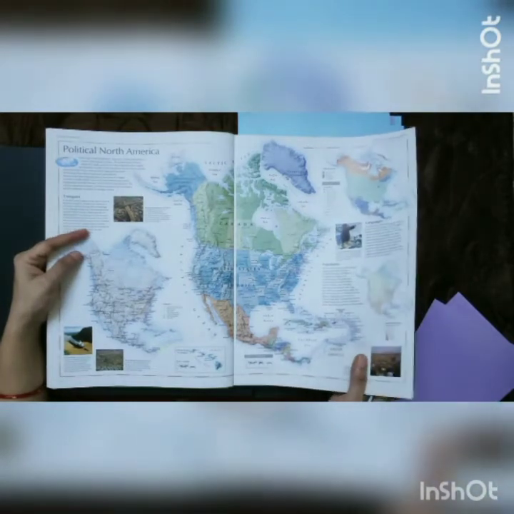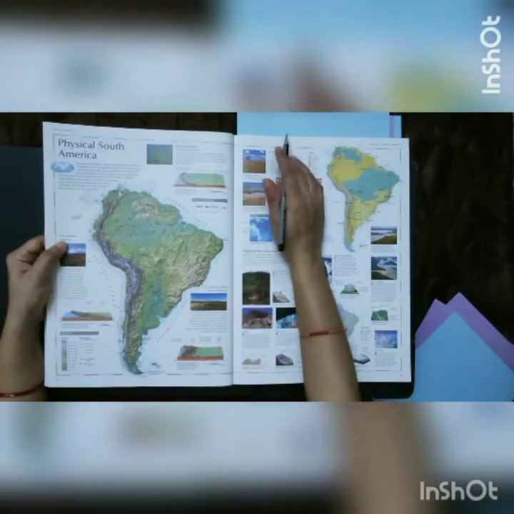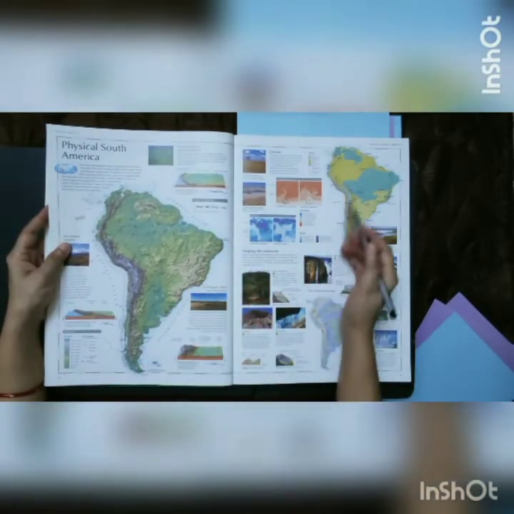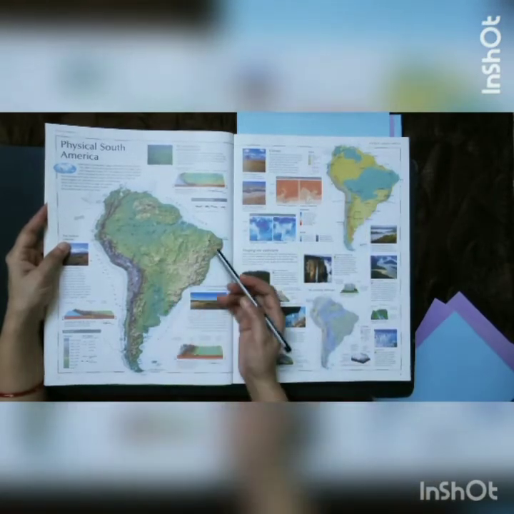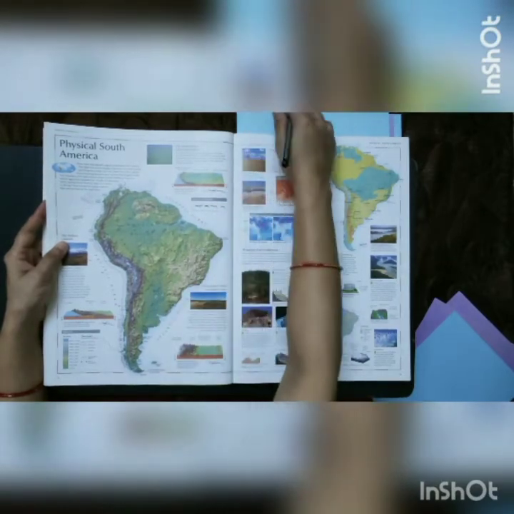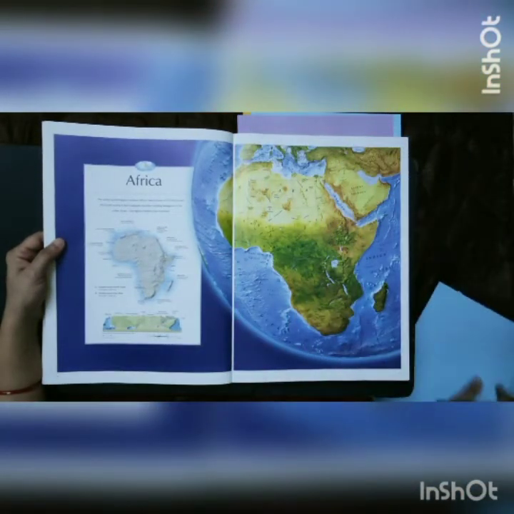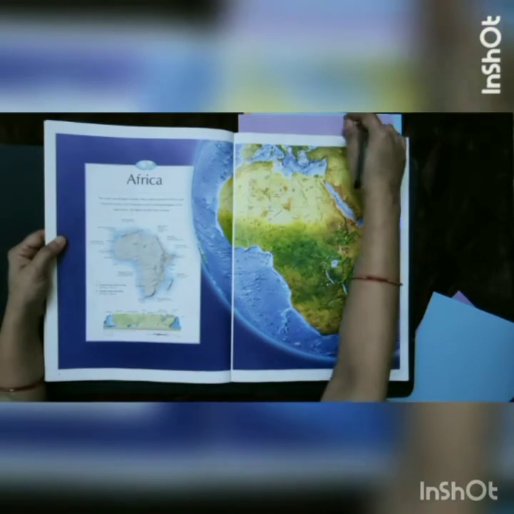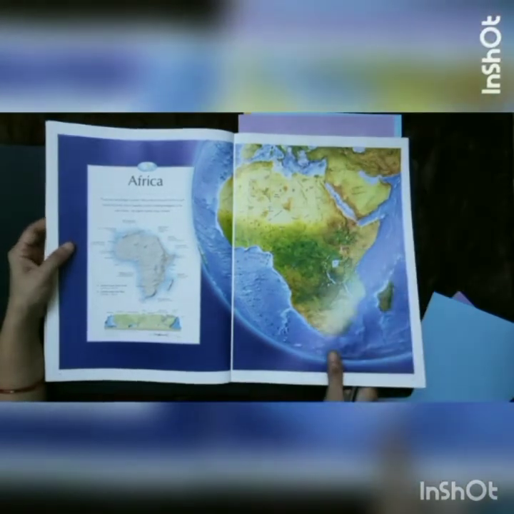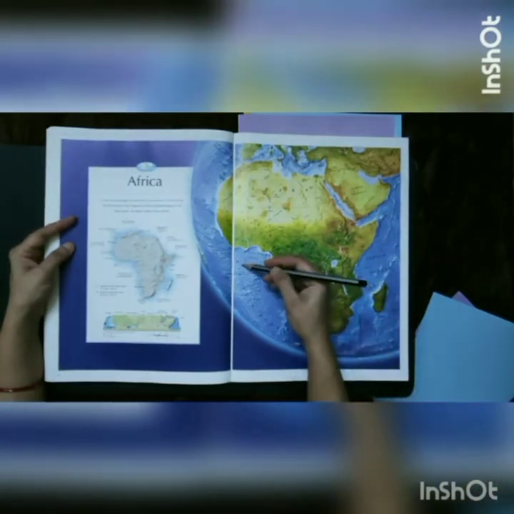So you can get many details looking at the map. Now I am not going to show you each and every page. I am just turning page by page. Now I will show you South America. Now this is physical South America. This is the Amazon basin, Atlantic Ocean. Then you have Africa. You can see Africa, Sahara Desert, Indian Ocean. This is Atlantic Ocean.